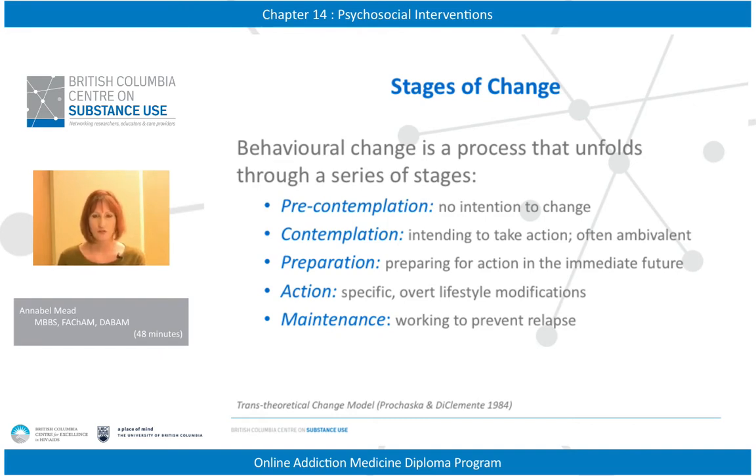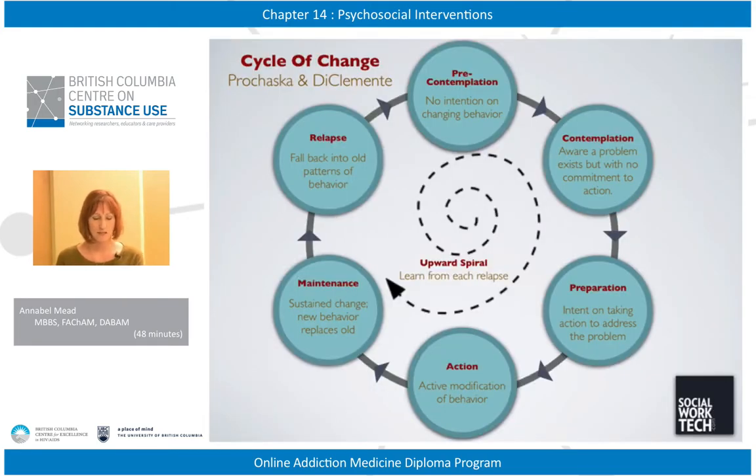Action refers to when they're in active treatment, employing specific overt lifestyle modifications. And finally, maintenance is when treatment is complete and they're working to prevent relapse. It's helpful to conceptualise this as a cycle of change, beginning with pre-contemplation and progressing through the other stages in an upward spiral.